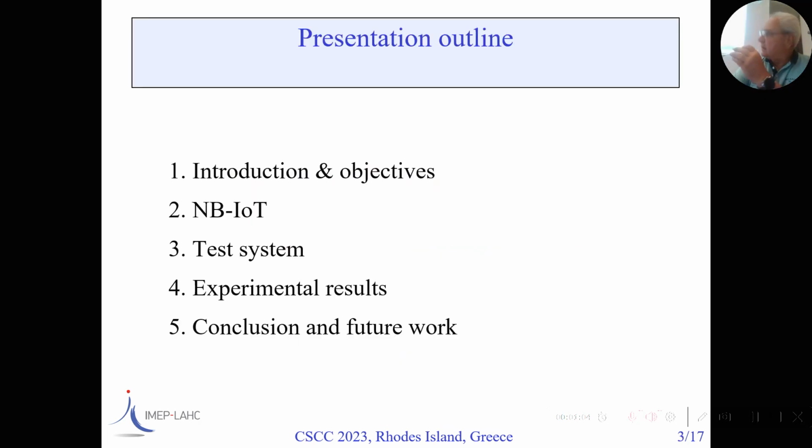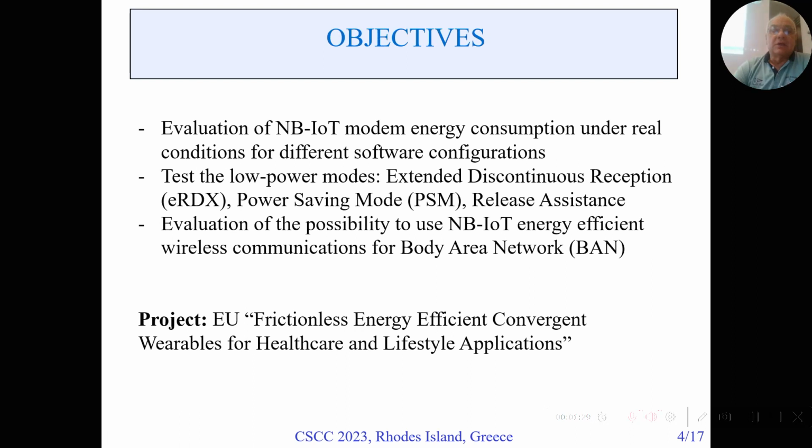So the objective of this work is to study the possibility to use the narrowband IoT technology, which is part of the 5G, part of the 4G cellular communication systems, and to transfer data from the body area networks to the central processing unit, which is mostly a server somewhere in the cloud now. So we will try to evaluate the power consumption and the energy consumption of the NB-IoT modem in real conditions. That means with a real network and with real data.